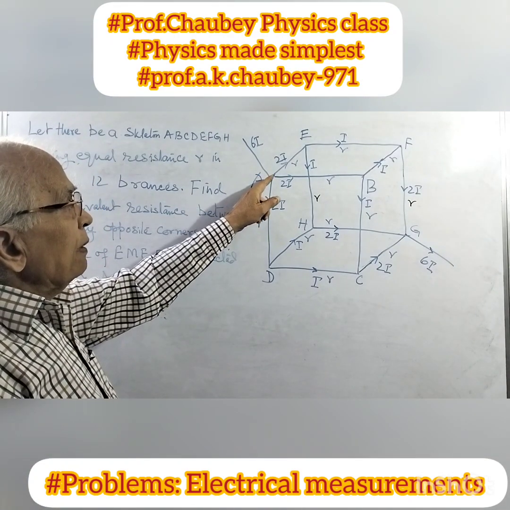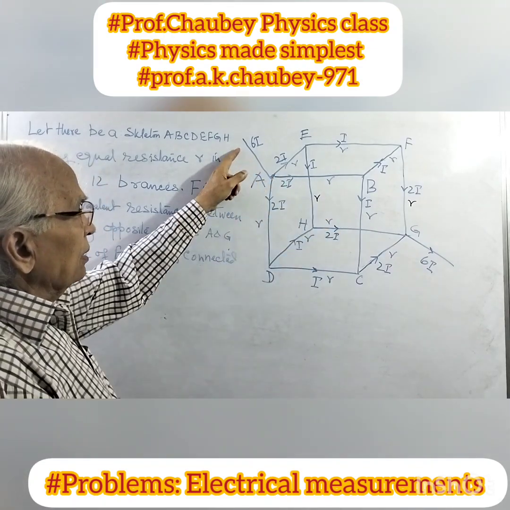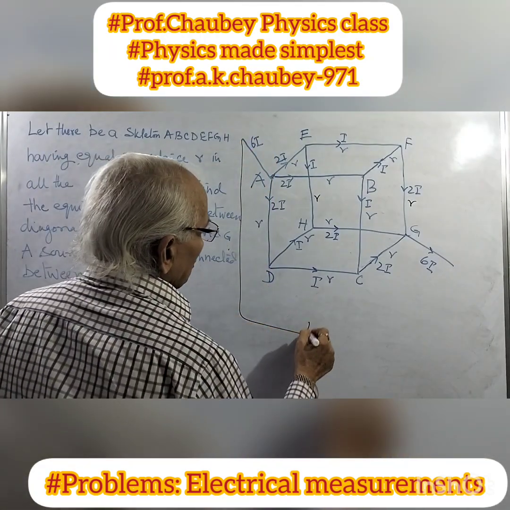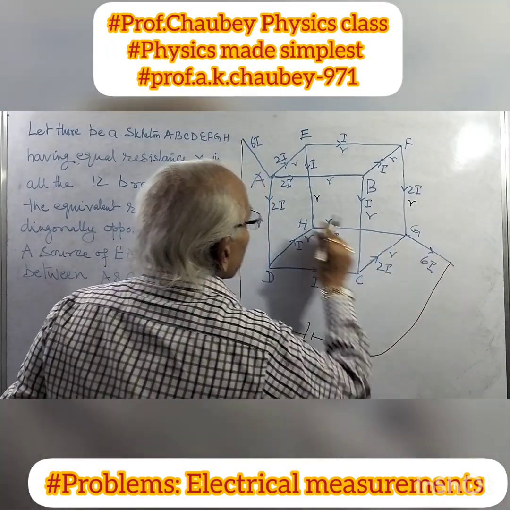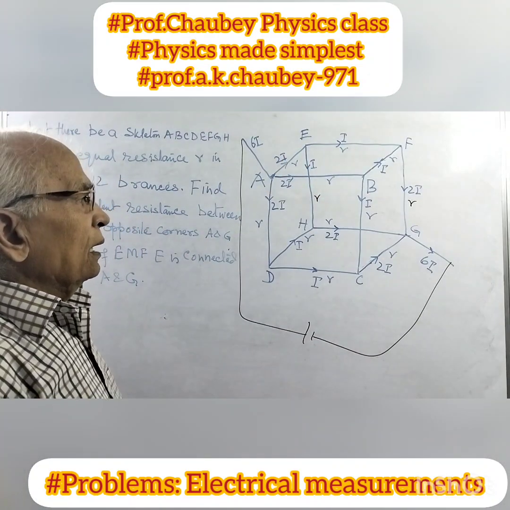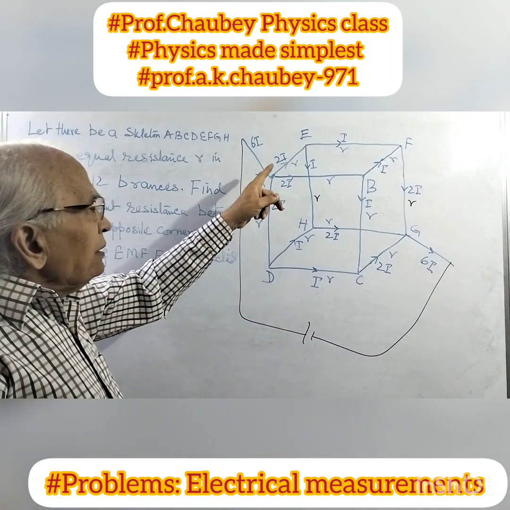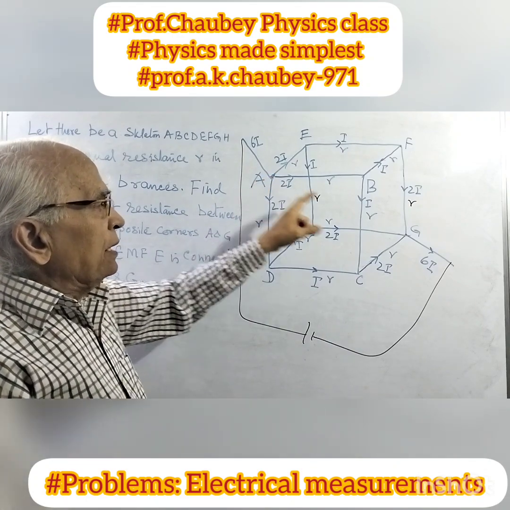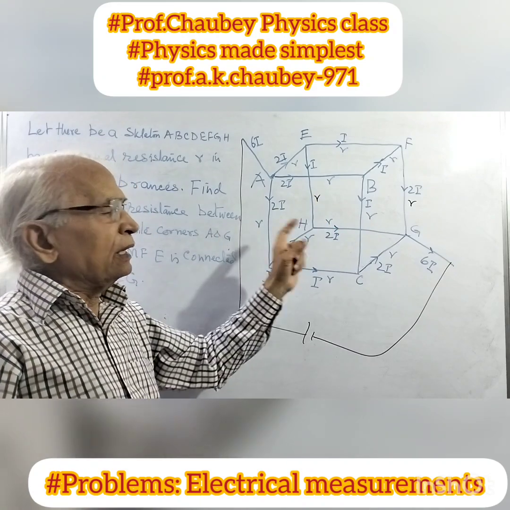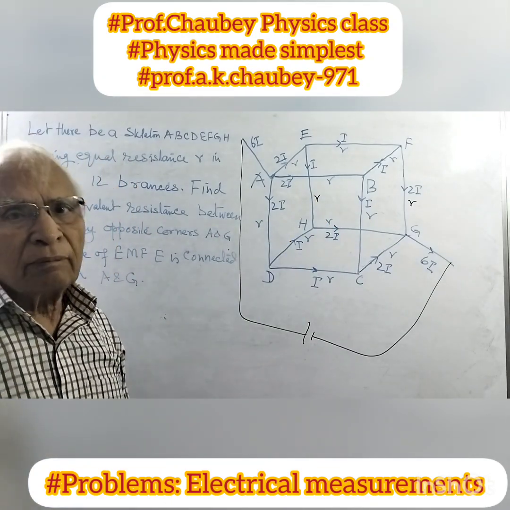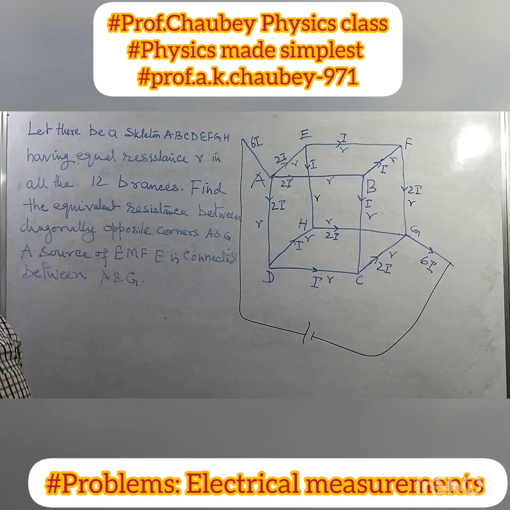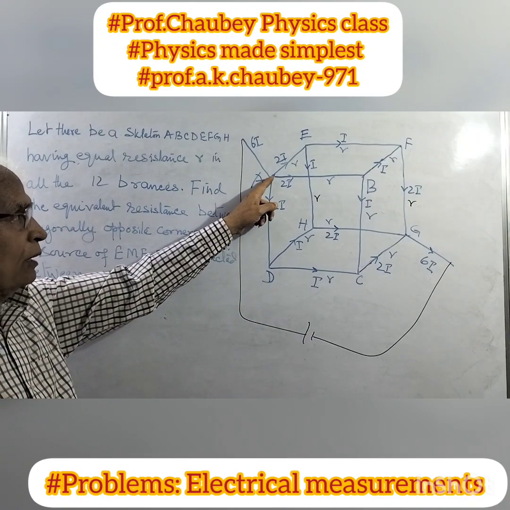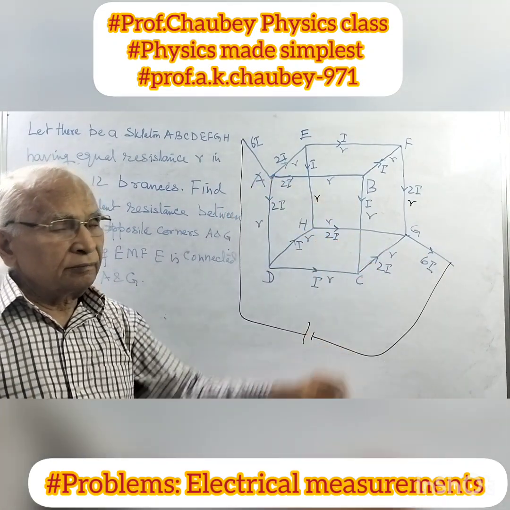If we connect an EMF source between A and G, current is flowing. Now we want to find the equivalent resistance between the diagonally opposite points A and G. This looks very simple, but it is complicated because we have so many branches, 12 branches, and we have to find the equivalent resistance between A and G.